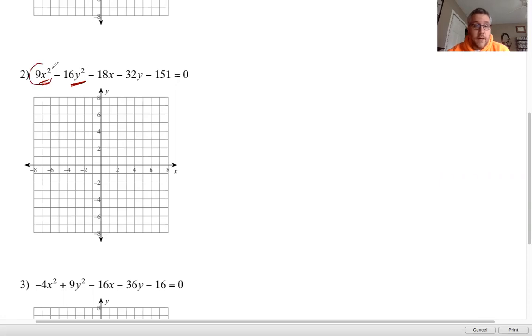So for this one, we're going to organize the x stuff first, because on the x squared, this 9 is positive. The positive one goes in the first group. The minus one goes in the second group. So we have 9x squared. What other x stuff do we have? We've got a minus 18x, plus the placeholder box. Now we'll do the y stuff because of the minus on the y squared coefficient. Minus 16y squared. What else do we have? That's y. Minus 32y.